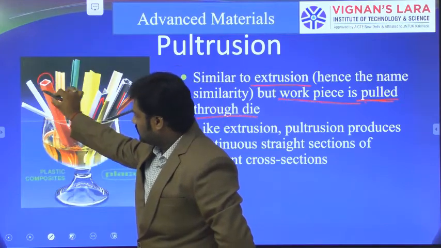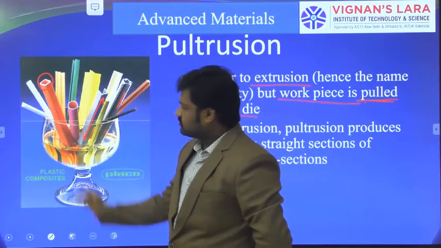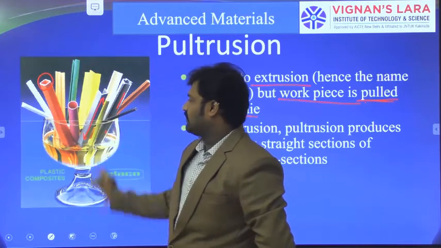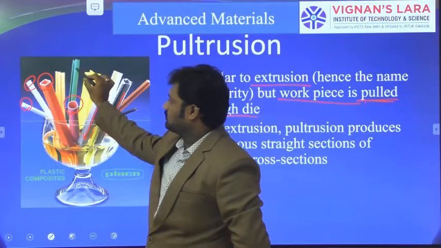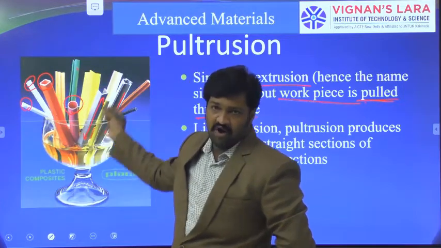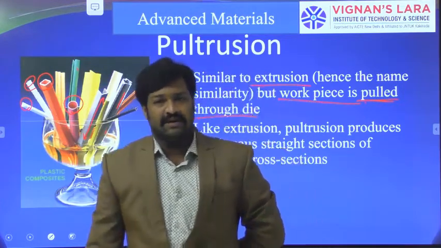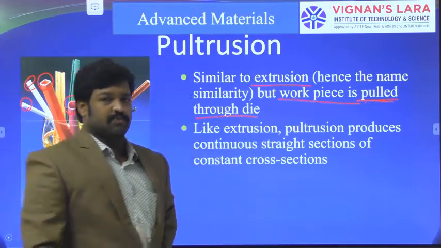If we consider a U-shaped component, throughout the length it has the same cross section, whereas here it is a square channel, and throughout it has the same cross section. Similarly circular as well as L-shaped, V-shaped, so different types of components. If we want the same cross section of components, then we will go for Pultrusion process.